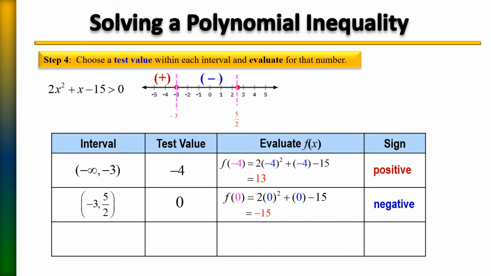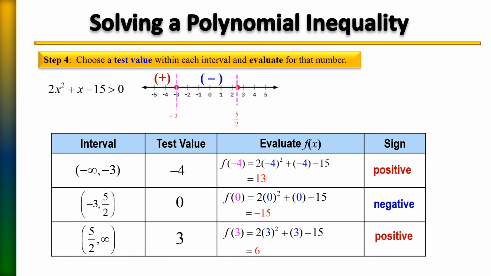Lastly, let's test that last region from 5/2 to +infinity. We can just choose the point 3 if we like. So if we plug 3 into our given function, remove the x's and replace them with a 3 and do the math, what we get out is +6, so a positive value.